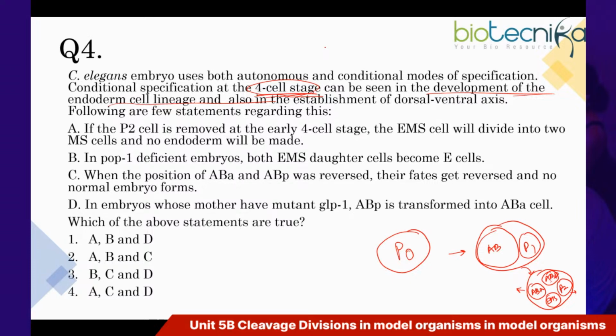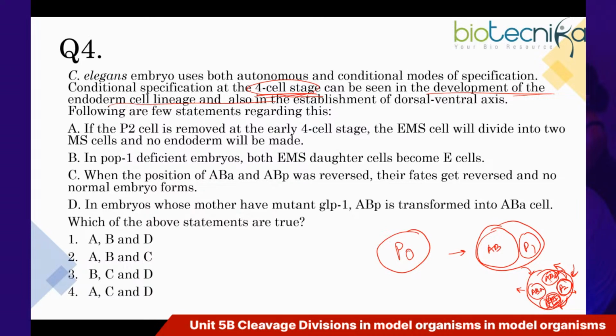So the first statement is saying if the P2 cell is removed at the early 4-cell stage. So one thing you need as information to solve this question is that P2 is autonomously specified. Okay, P2 gets its specification by itself. And then it will signal ABp also, it will signal EMS also. So EMS will further divide into two more cells. The cell which is closer to P2 becomes the endoderm cell. And the AB daughter cell which is closer to P2 becomes the AB posterior cell.